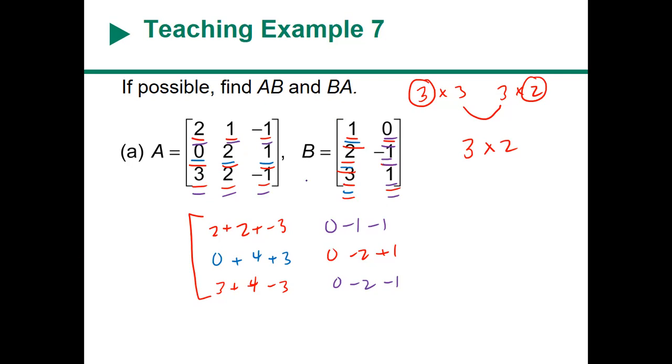I hit 2 rows, correct? Notice how I have my 2 lines, and I hit 3 columns. So everything is complete. I created a 3 by 2. I do the math, and that is my product matrix. So 2 plus 2 is 4 minus 3 is 1. 0 minus 1 minus 1 is -2. 4 plus 3 is 7 minus 3... and 2 plus 1 is 3, plus 4 is 7 minus 3 is 4... -2 and -1. And that is your product.